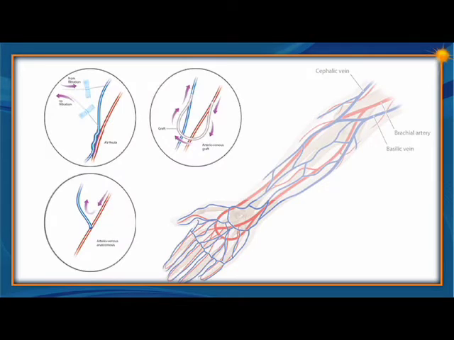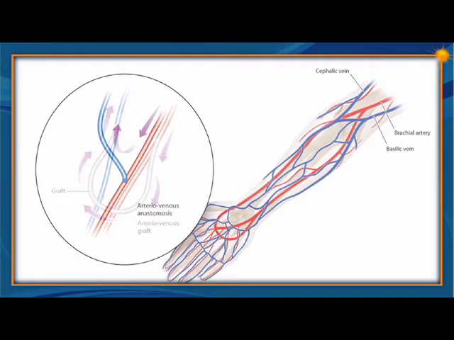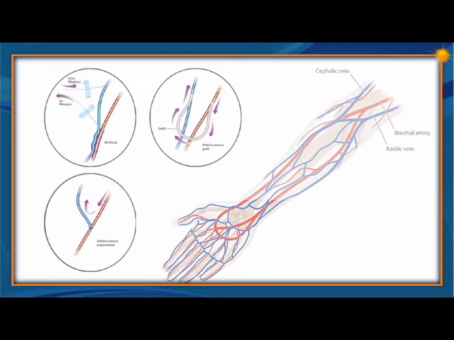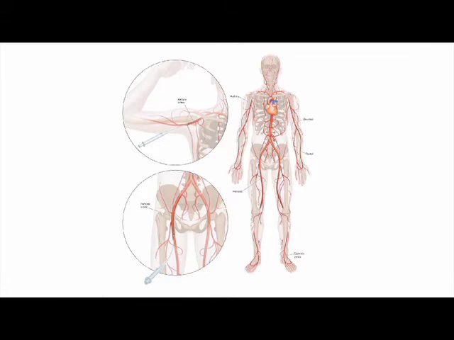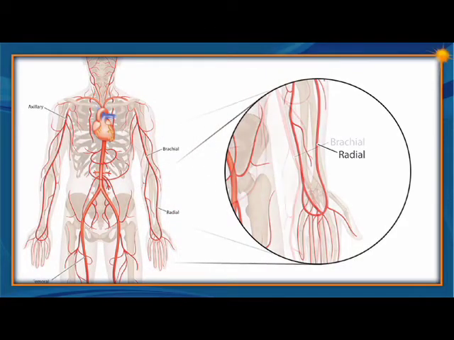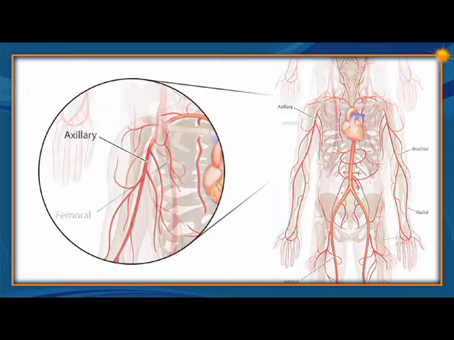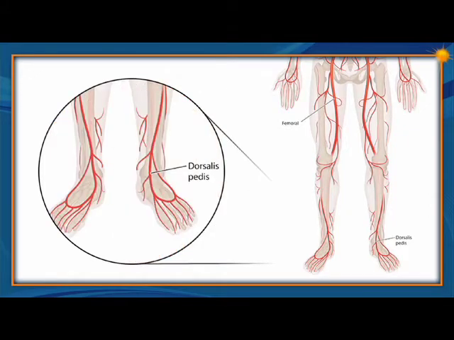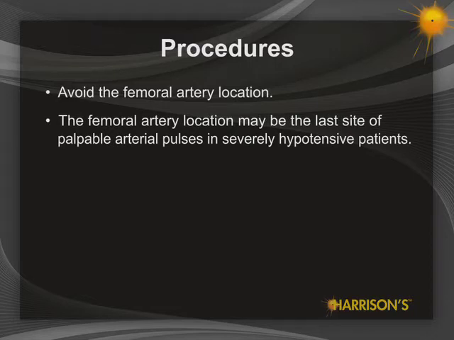Be aware of all vascular abnormalities or modifications like AV fistulae or grafts, as well as bypasses or stenosis and vascular lesions. Principally accessible sites are radial artery, brachial artery, axillary artery, femoral artery, and dorsalis pedis artery. Avoid the femoral artery location if possible due to higher contamination and infection risk, but it may be the last site of palpable arterial pulses in severely hypotensive patients.